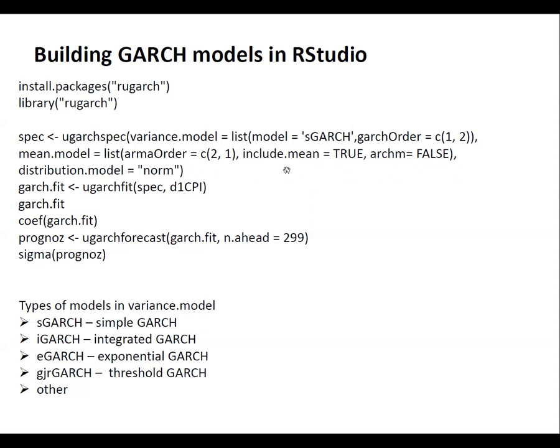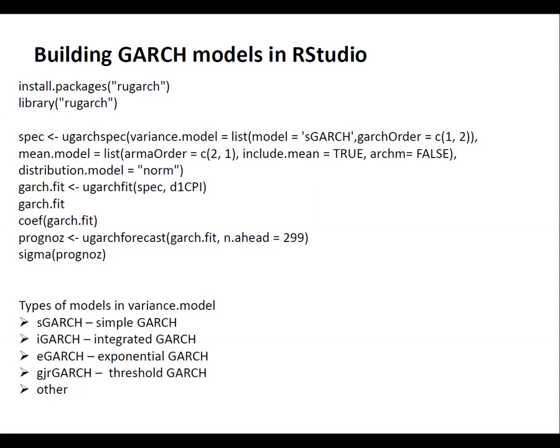And the last, the distribution.model is for the residuals of the model. You are modeling according to the normal distribution, norm, or as an alternative you can write std here. Then the residuals will be modeled according to the Student's distribution function. That is, norm or std is enough. It fully specifies the GARCH model you want to make.